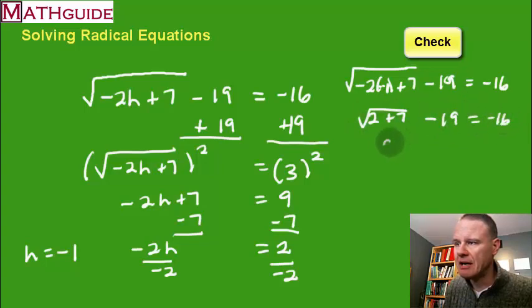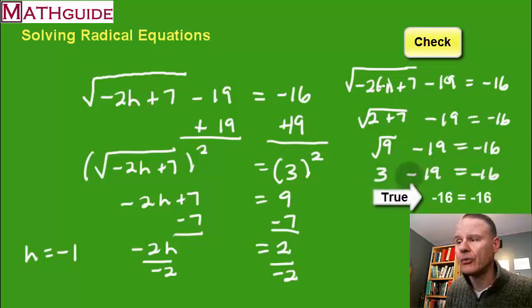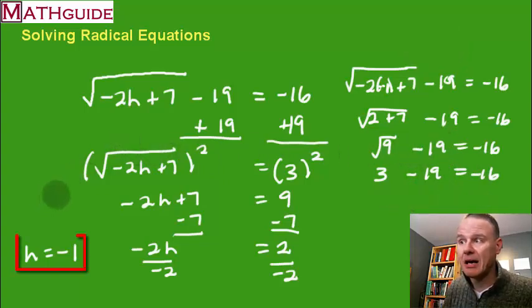2 plus 7 is 9. And I'm just taking it one step at a time. I'm not trying to rush through this. Square root of 9 is 3. And this is true. We can see that 3 minus 19 is equal to negative 16. So this is a truthful statement. So we would say that yes, since this does check out, we get negative 16 is equal to negative 16. We know that h equals negative 1 is the correct solution. And that's all there is to it.